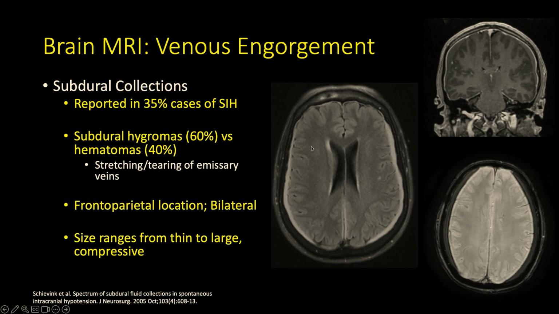Subdural collections, this occurs in about 35% of patients with SIH. In the majority, 60% of cases, they tend to be subdural hygromas, so simple subdural fluid, but hematomas occur in 40% of patients, like in this example where you're seeing T2 shading, and that's due to stretching and tearing of the bridging emissary veins from the cortex to the dural sinuses. The subdural collections tend to be frontoparietal or holohemispheric, and they're usually bilateral and relatively symmetric. And the size really ranges from little slivers of fluid to huge compressive subdural collections with mass effect on the brain.